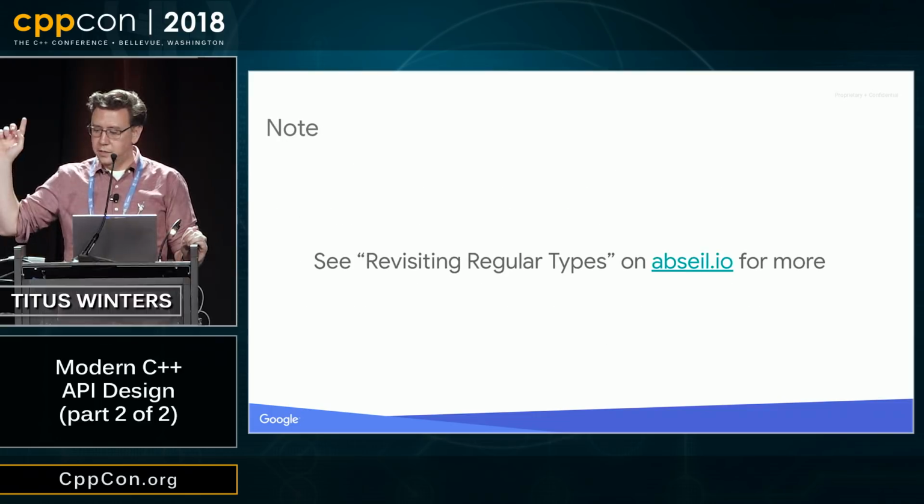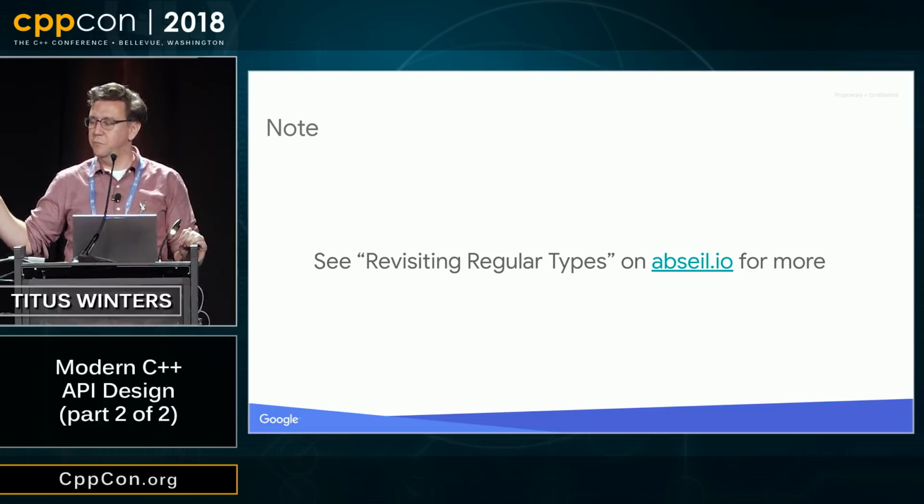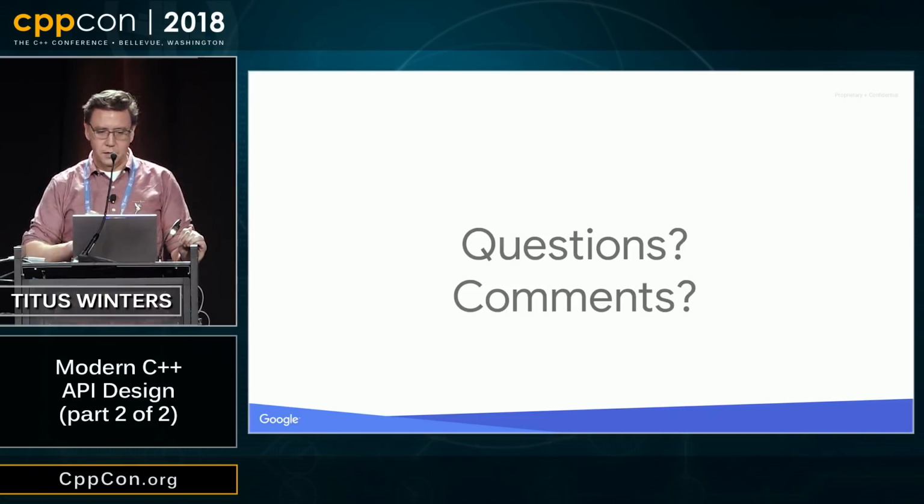I will plug the essay form of this talk. See "Revisiting Regular Types" on abseil.io. I think if you just Google for revisiting regular types, you'll find that. This hopefully explains it in slightly different terms and with slightly different examples. If you didn't quite follow along for some of the more theoretical bits, maybe check through there. And lots of time for questions. Thank you.